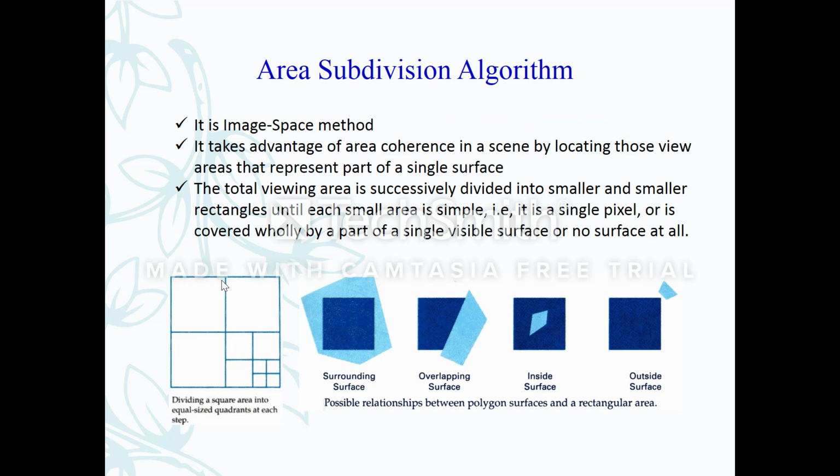Area subdivision algorithm. It is also an image space method. It takes advantage of area coherence in a scene by locating those view areas that represent part of a single surface. The total viewing area is successively divided into smaller and smaller rectangles until each small area is simple. That is, it has a single pixel, or it is covered wholly by a part of a single visible surface, or no surface at all.